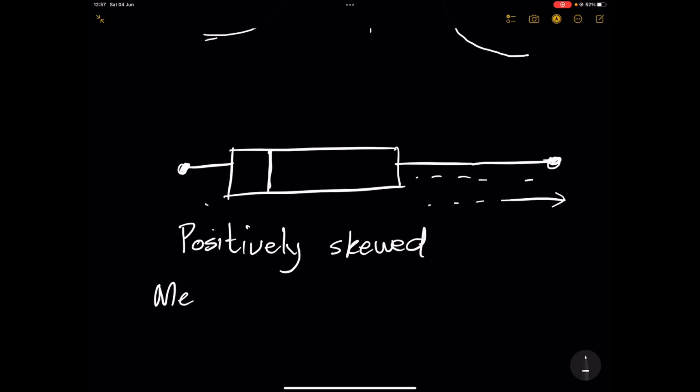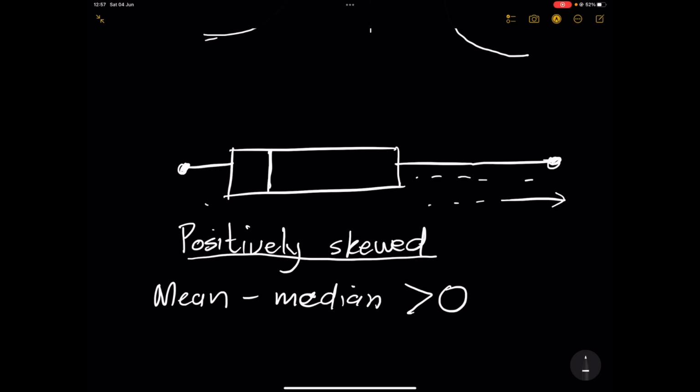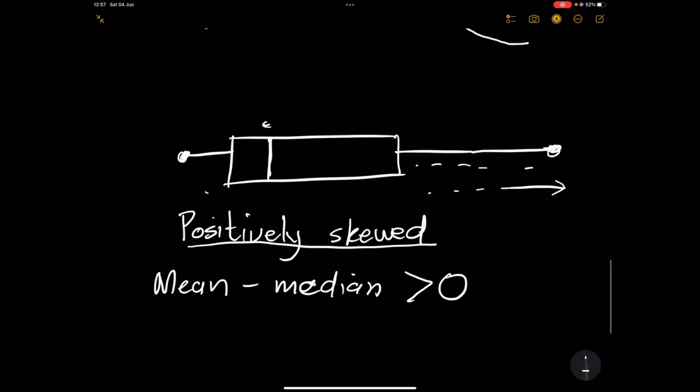So it means that if we take the mean minus the median and we get a value that is greater than 0, so a positive value, then we know that our data set is positively skewed, or you can even say it is skewed to the right. It means that the median is nearer to the start than it is to the end of your data set. I hope that makes sense, ladies and gents.